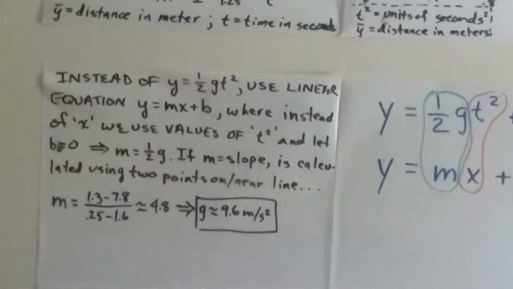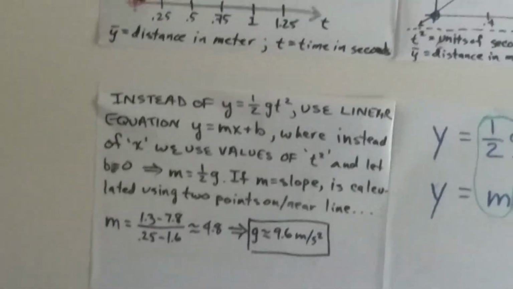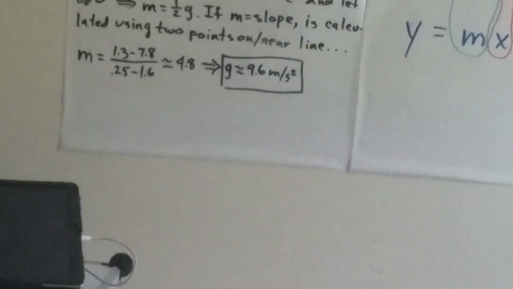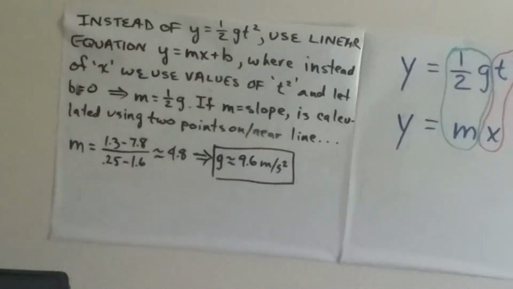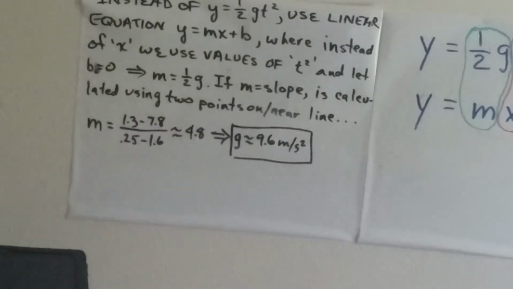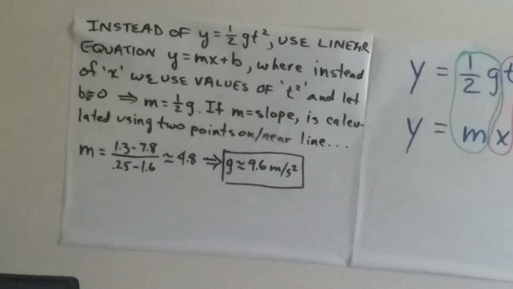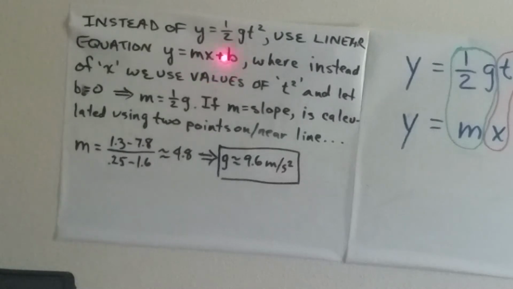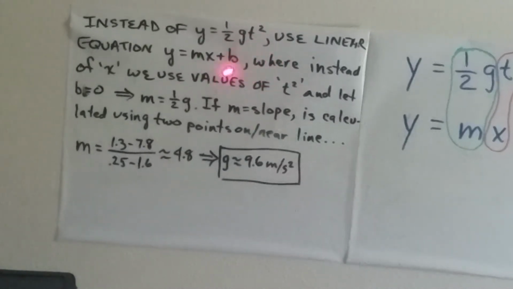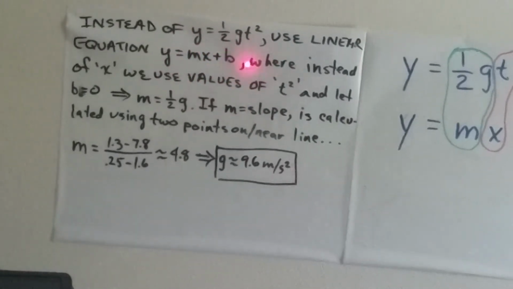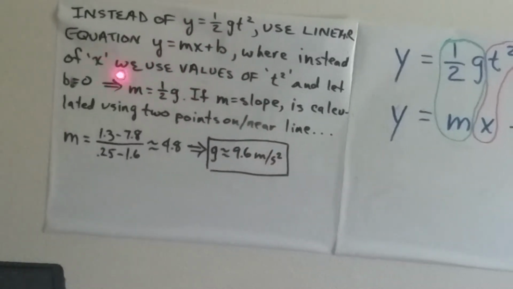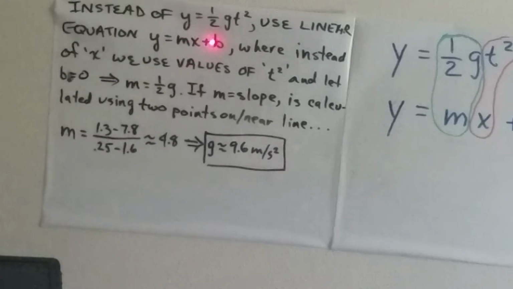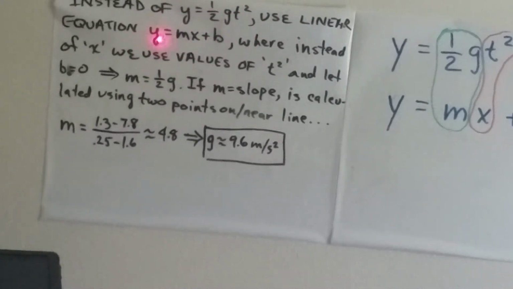here's my recreation of this on the left side here. On the right side is a little bit more information. I'm trying to hold this camera steady so you can read it. So instead of 1/2 gt squared, we're going to use a linear equation, y equals mx plus b. That's the slope-intercept form of a line, where m is the slope and b is the y-intercept. And instead of using x, we replace x with values of t squared. You'll see that in just a second.